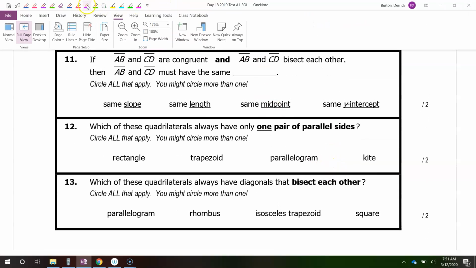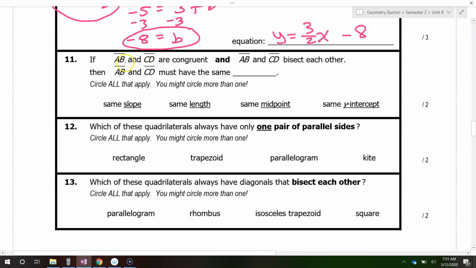Okay, what is going on here? If AB and CD are congruent, and AB and CD bisect each other, then AB and CD must have the same blank. Circle all that apply. Well, congruent means same length. So because they are congruent, they will have the same length. If they bisect each other, that means they have the same midpoint.